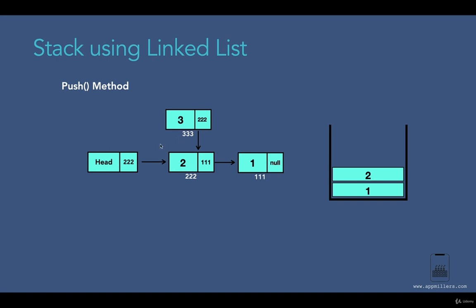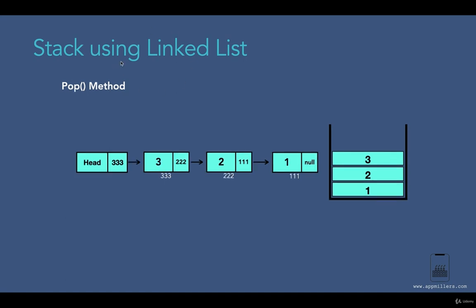Now if I set 333 to head, it's going to create a link between head and the newly created node, and a link between head and first node gets destroyed. Now after doing so, this node is successfully pushed to our stack over here. This is how push method works in stack in case of linked list.